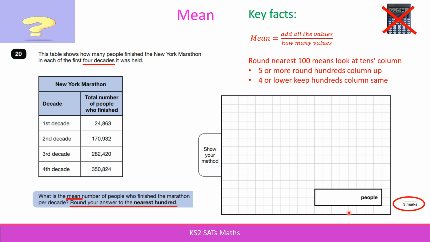Great work, guys. Hopefully you've managed to get an answer. And remember, it does say on the left-hand side of the box, you must show your method. That means writing down what you are doing to get the answer. So that is what your method is.